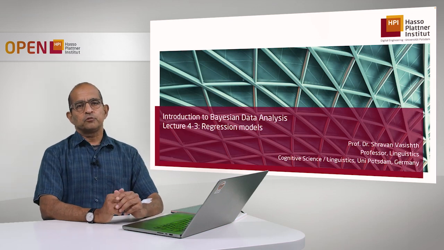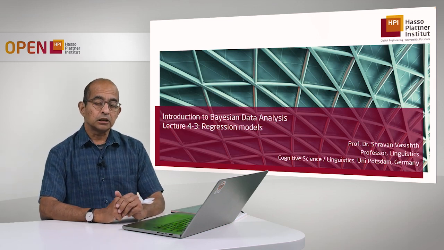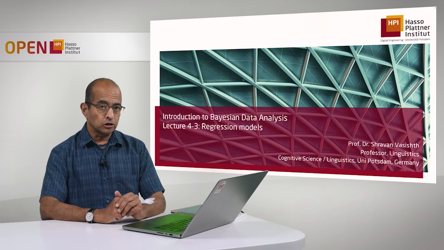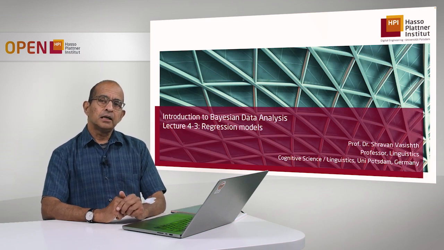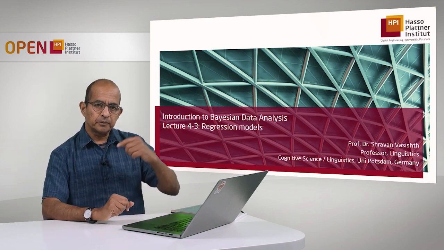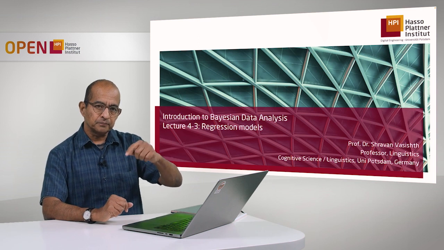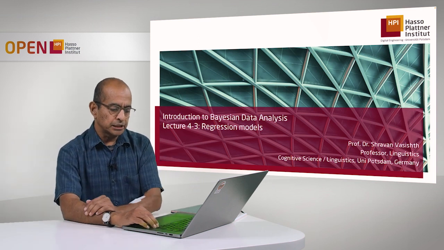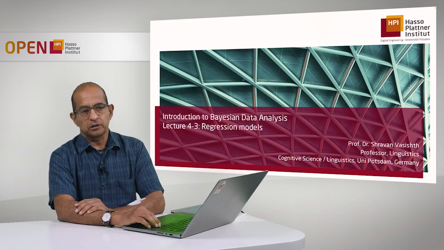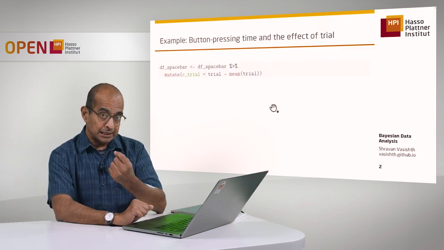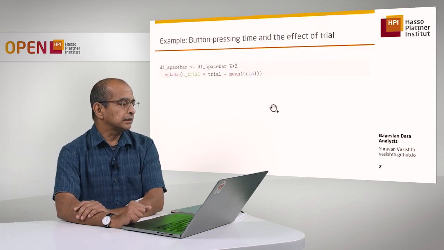The next example that I'm going to show you is a model that uses the log normal likelihood. Now, if you remember, I showed you a model earlier where we were just modeling button pressing times using a very simple linear model. And so we are going to revisit that data now. This is the spacebar data set.